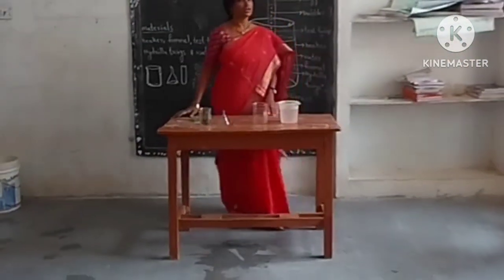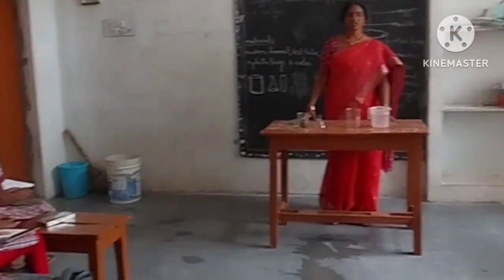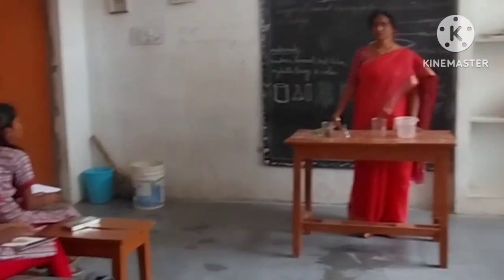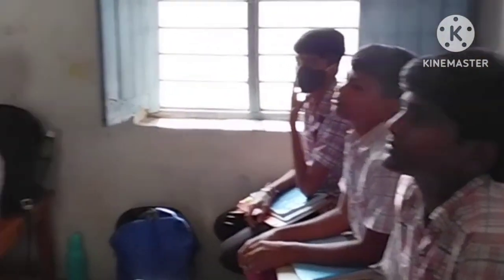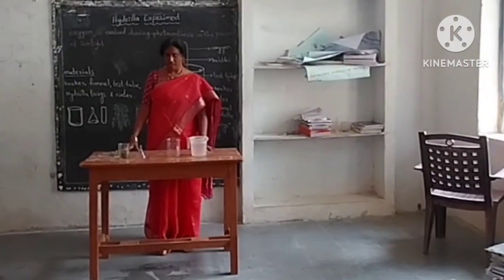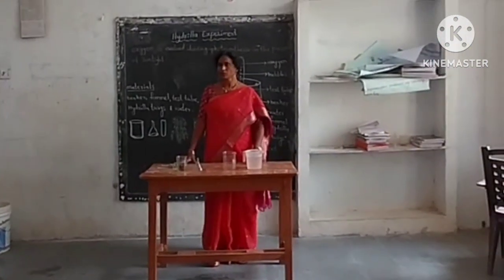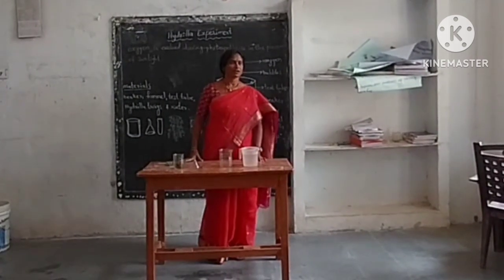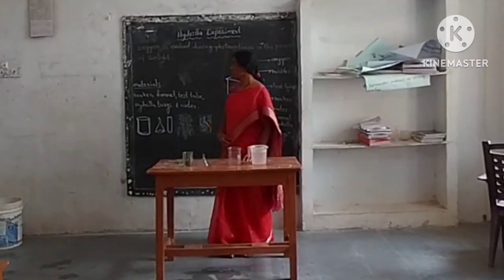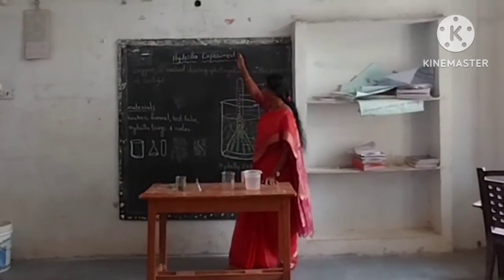To observe the oxygen. We know that oxygen is evolved in the photosynthesis process. Very good. When the photosynthesis process occurs, then oxygen gas is evolved. Can we see the oxygen gas evolved in our surroundings? No. For that, we have to observe the oxygen. We have to do an experiment that is called the Hydrilla experiment.